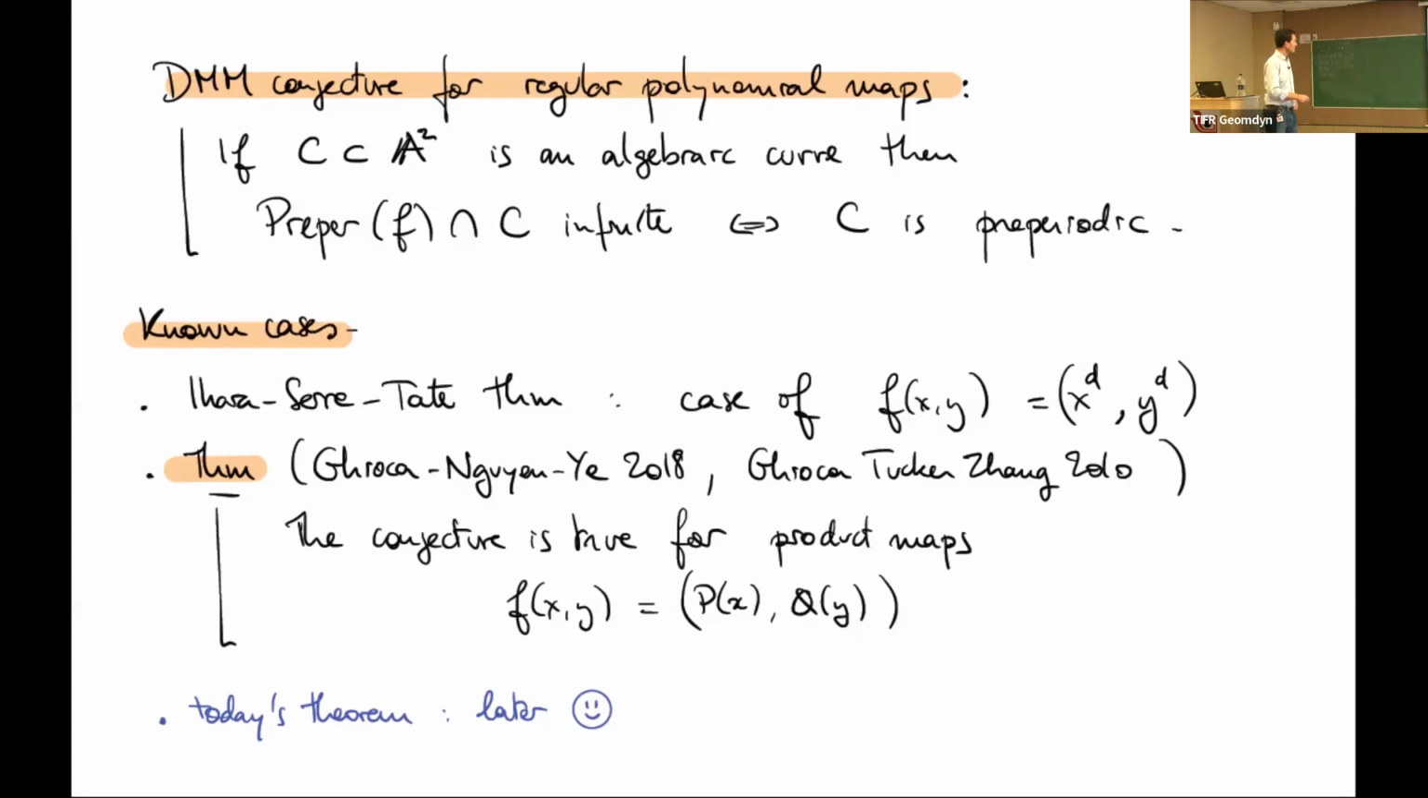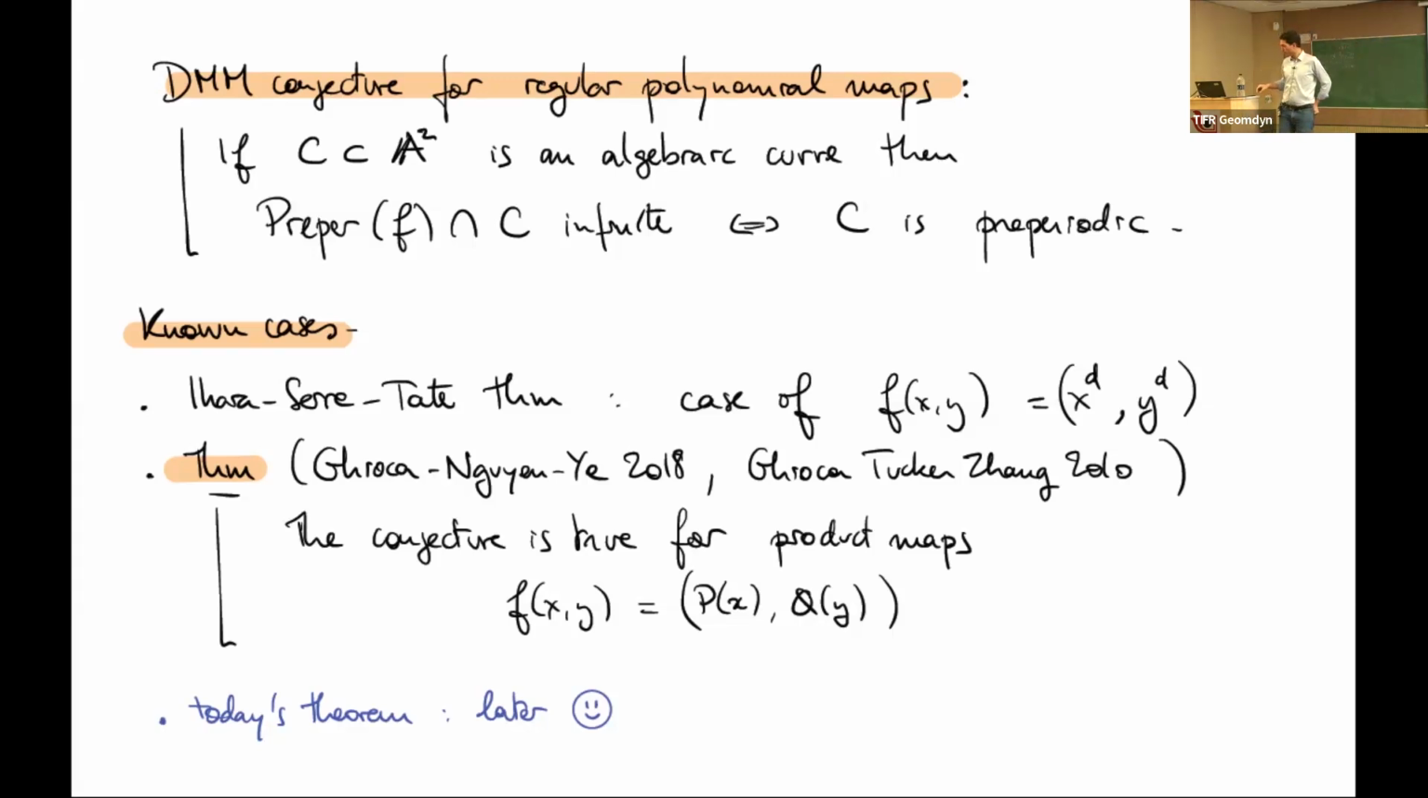Okay, so as you see, these maps somehow have their dynamics reduced to a product dynamics of two mappings in dimension 1. And in this case, the conjecture is also known over the complex numbers, and there will be a theorem later in a couple of slides.